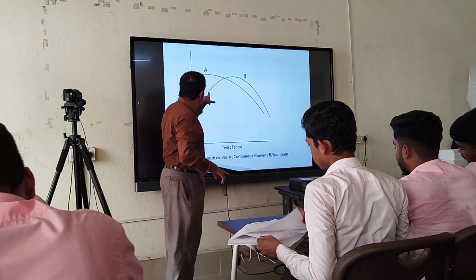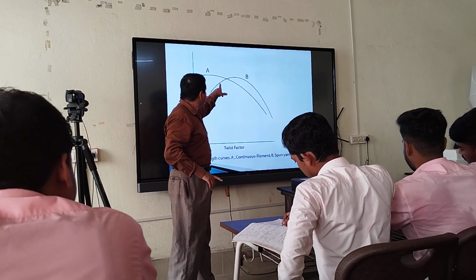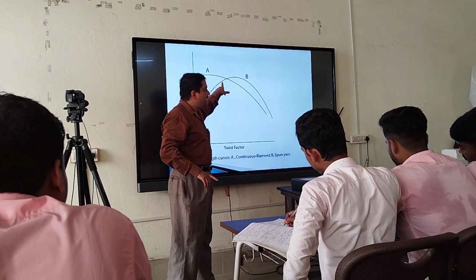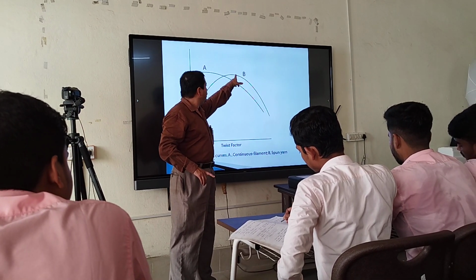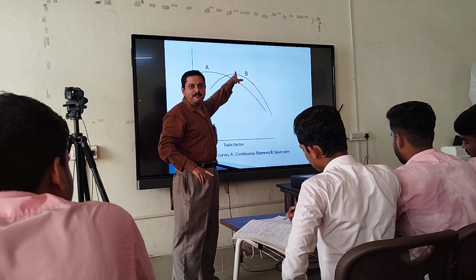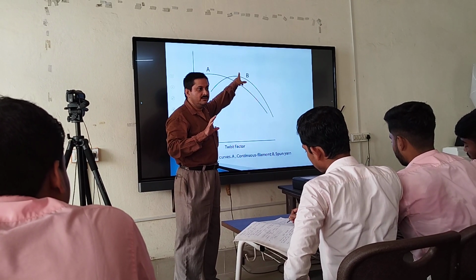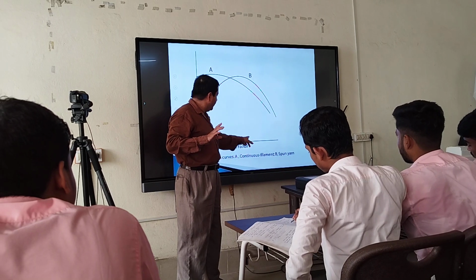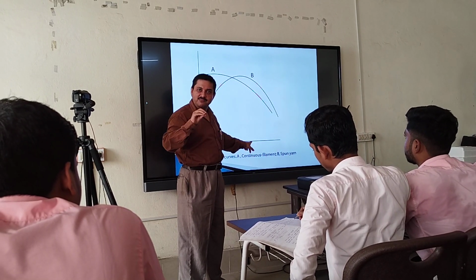So this curve is also showing that. Gradual increase of twist causes increase of strength, and ultimately we reach a point where the maximum strength has been achieved. This is the maximum limit. At that point you have to find out what your twist factor is. That is your optimum twist factor.